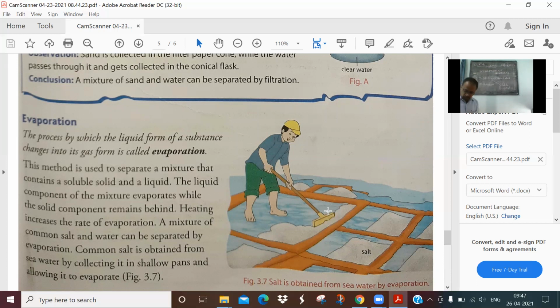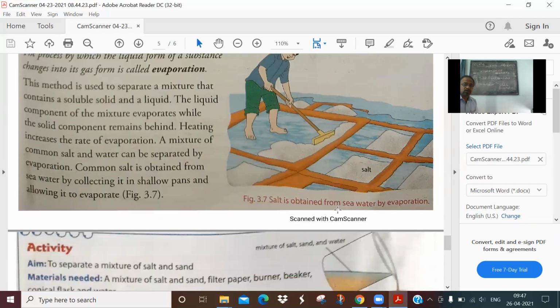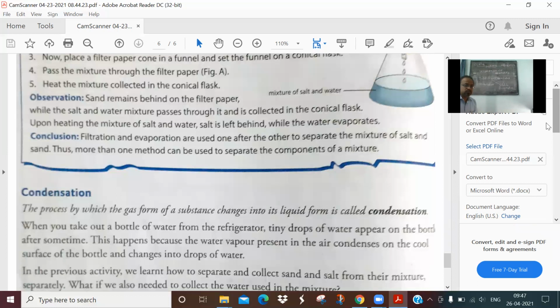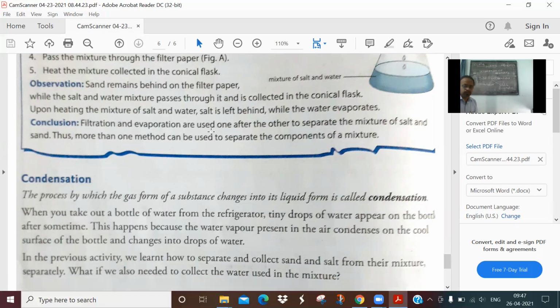So there is a simple activity to show how condensation is carried out to collect the liquid component. Also, what is condensation? I'm reading it: the process by which the gas form of a substance changes into its liquid. This process is done by cooling, the opposite of heating.